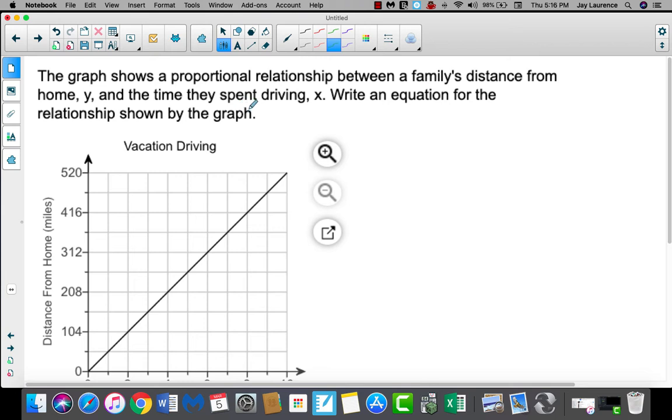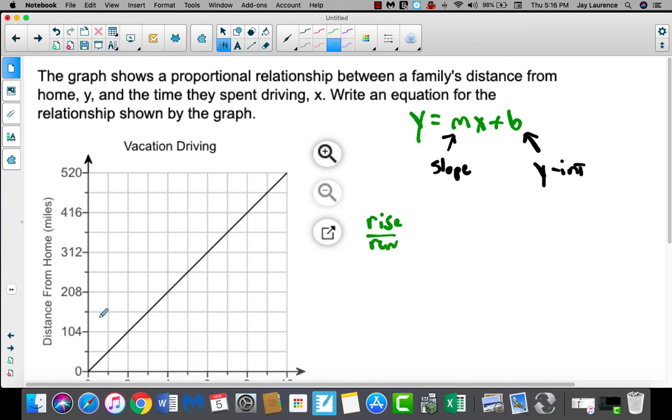The graph shows a proportional relationship between a family's distance from home, y, and the time they spent driving, x. Write an equation for the relationship shown by the graph. Well, remember, you need y equals mx plus b, where b is the y-intercept, right? We know this already. This is review. That's the y-intercept, and m is the slope. Now we can get the slope a lot of different ways. When I have a graph, my favorite way to get the slope is to do the rise over the run.